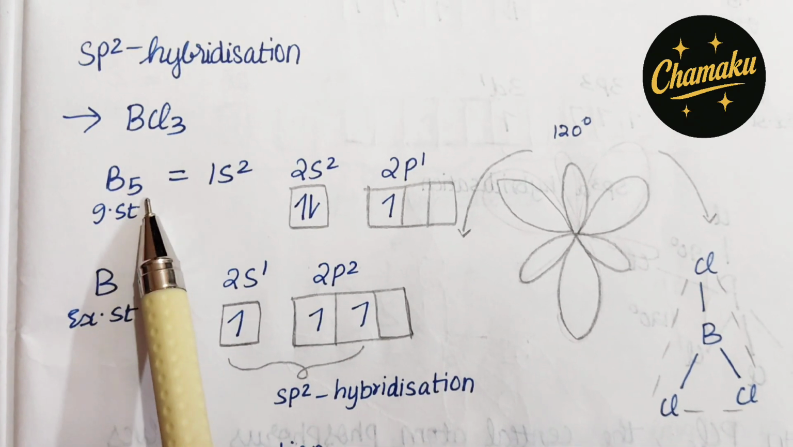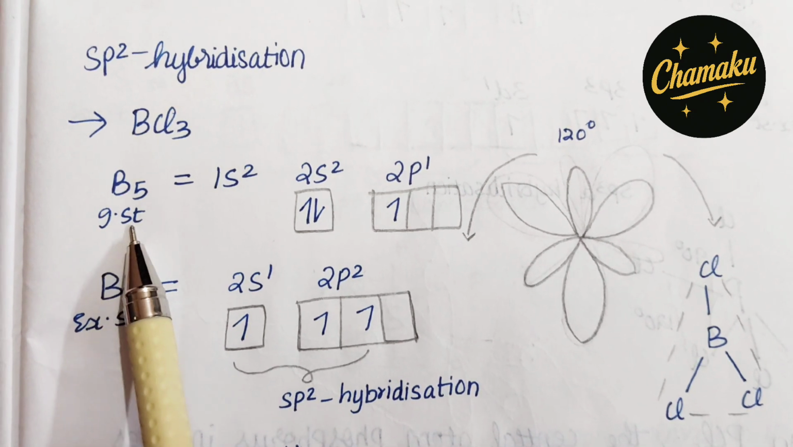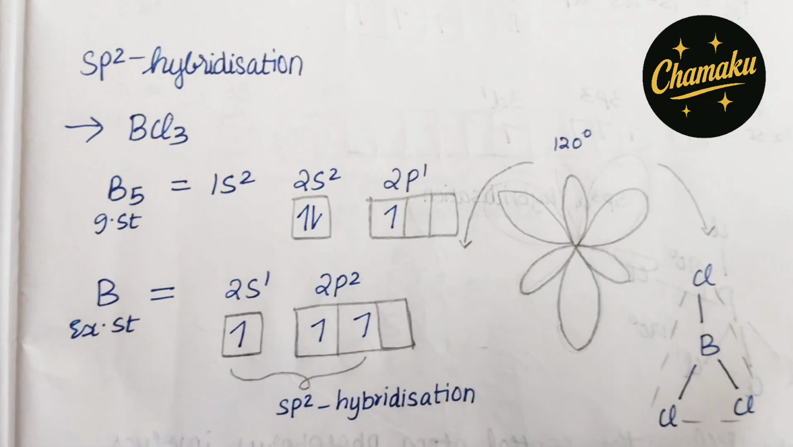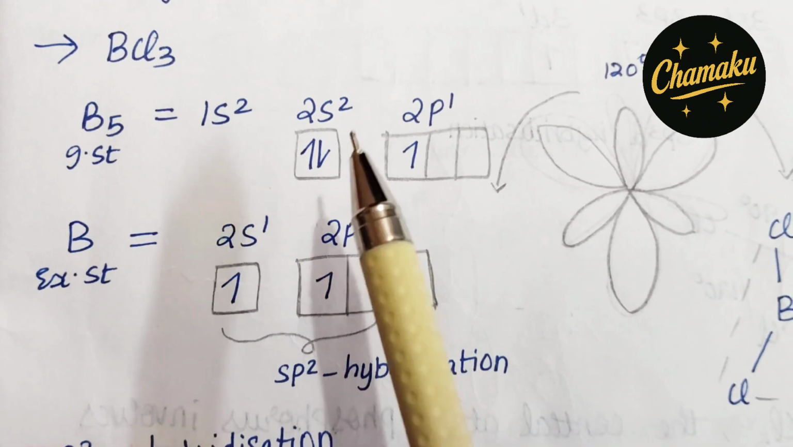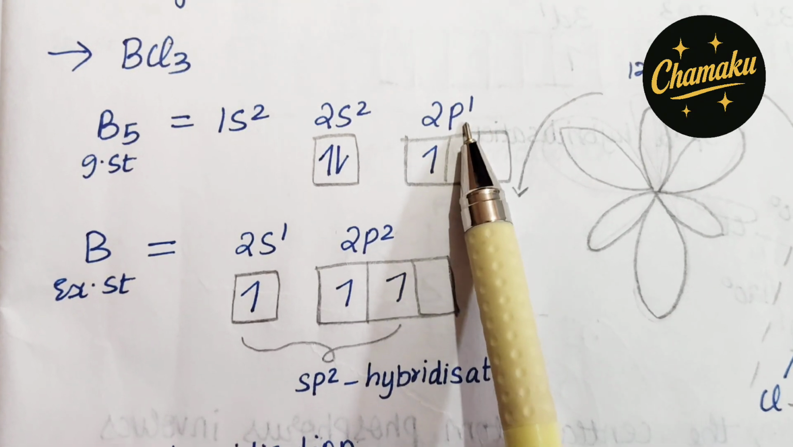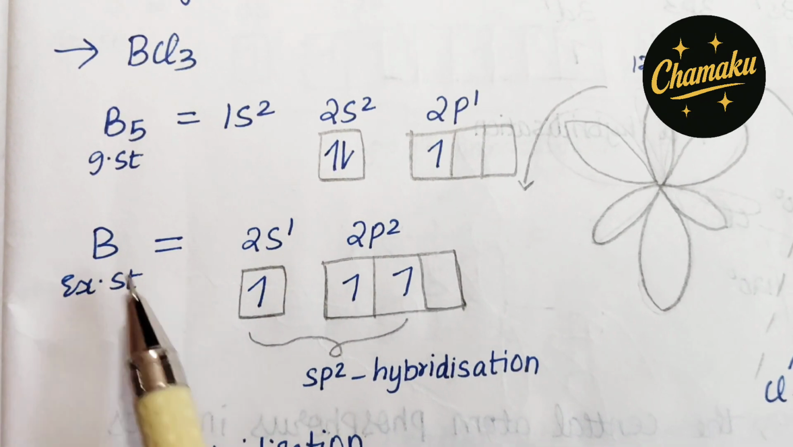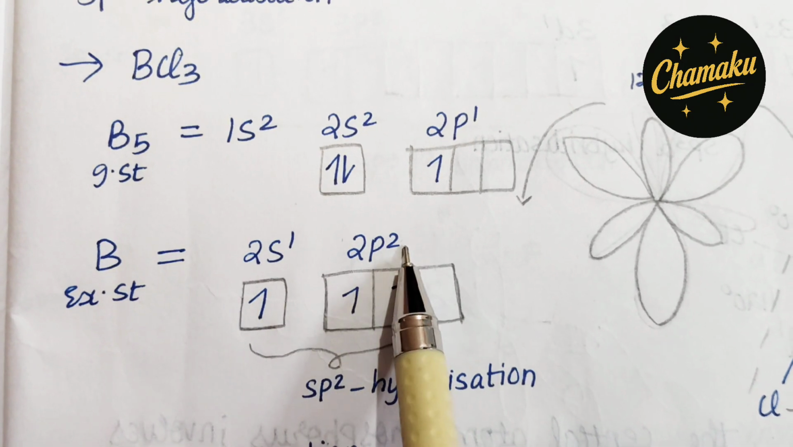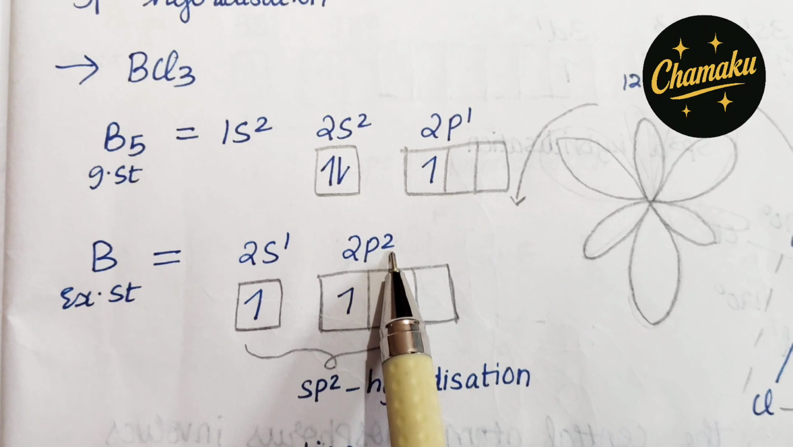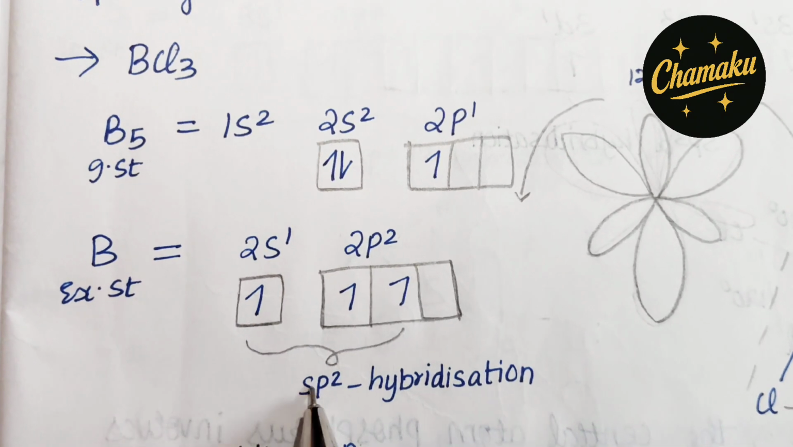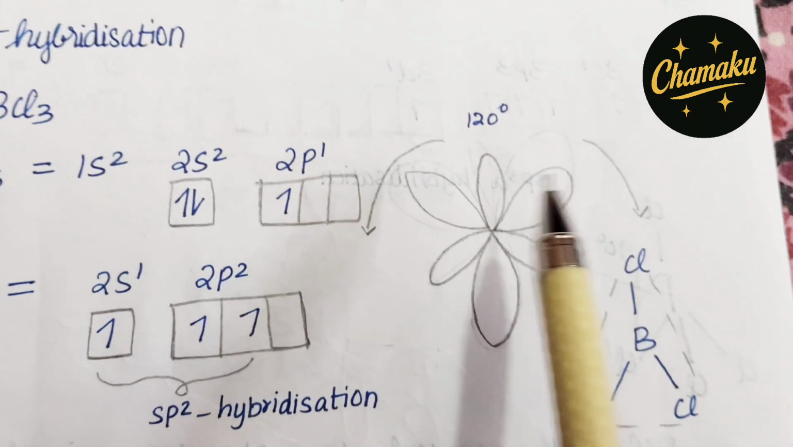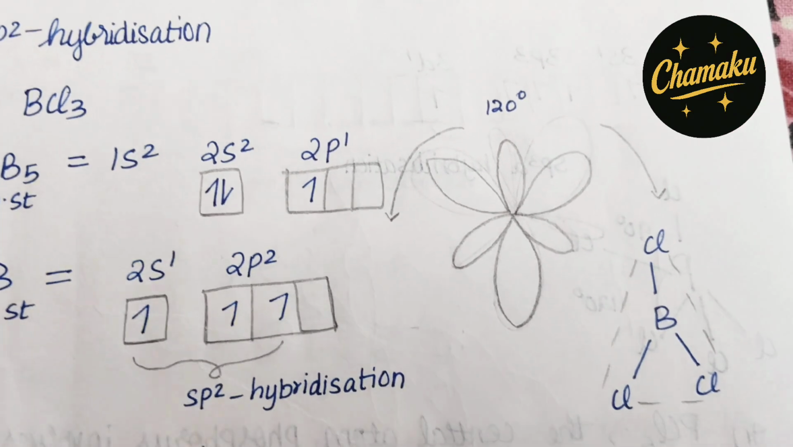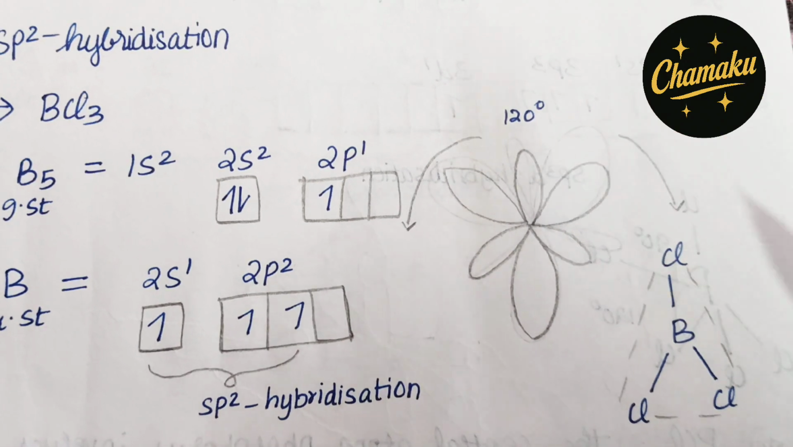Boron atomic number is 5. This is the ground state electronic configuration: 1s2, 2s2 and 2p1. We have 2 electrons in the s orbital and 1 electron in the p orbital. So this is the ground state, and if we see the excited state configuration, one electron from the s orbital will be excited to the p orbital. So we will have a total of 2 electrons now in the p orbital. So this contributes sp2 hybridization. This is the diagram and this is a molecular diagram. The bond angle is 120 degrees for BCl3.